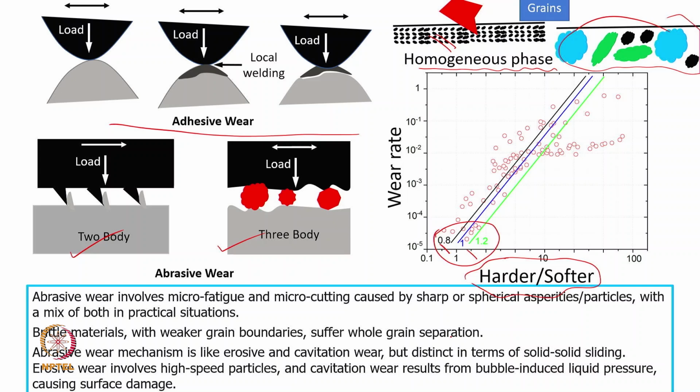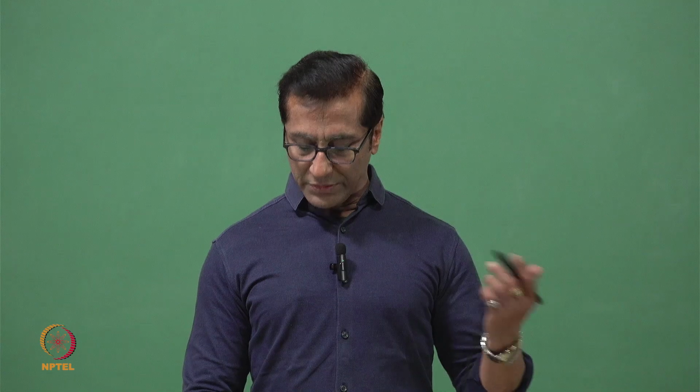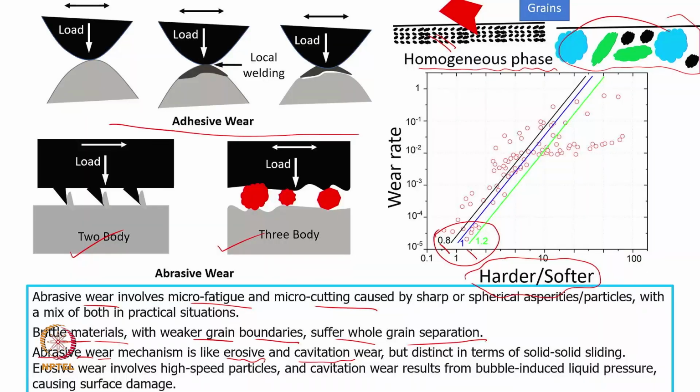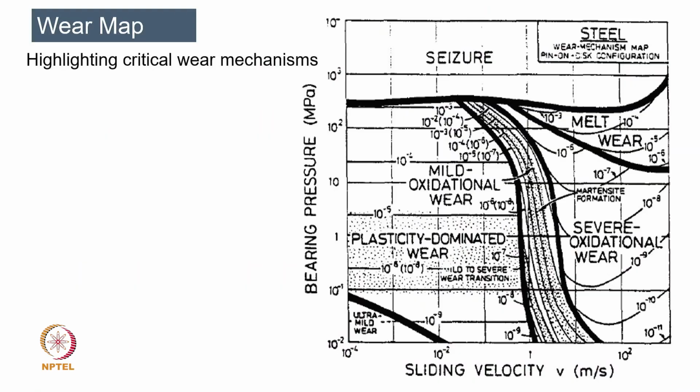And then we were trying to say that abrasive wear involves a micro fatigue, micro cutting situation. Brittle materials are weaker, having weaker grain boundaries. That's why grain separation occurs in those situations. And abrasive wear, whatever we understand, is like erosive wear, like cavitation wear. Of course, the equation and parameters will change, but the mechanism of removal will be more or less the same. So that's why we don't want to deal in detail with erosive wear and cavitation wear, but the mechanism will be more or less the same.